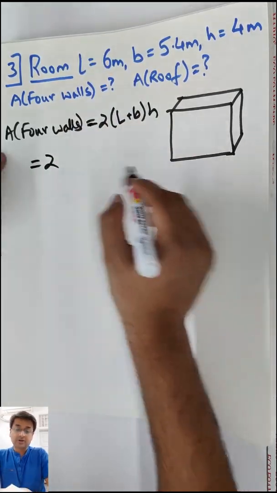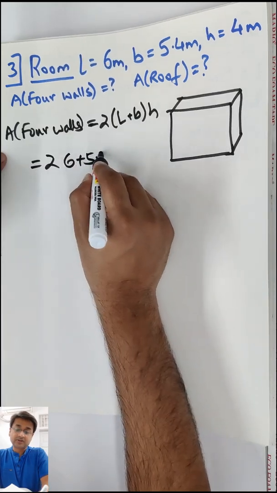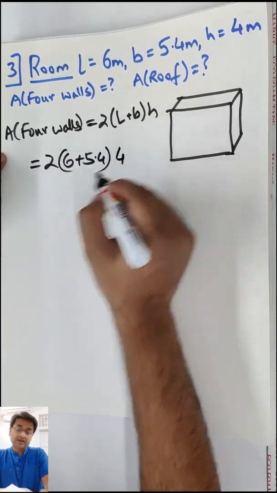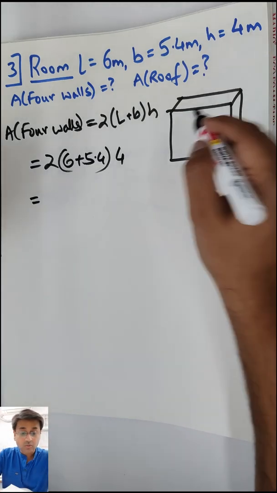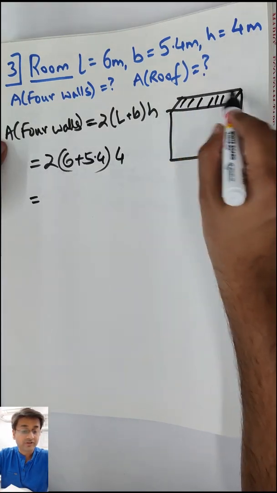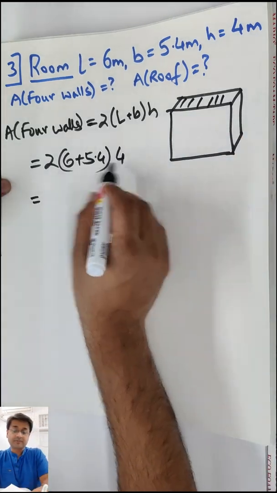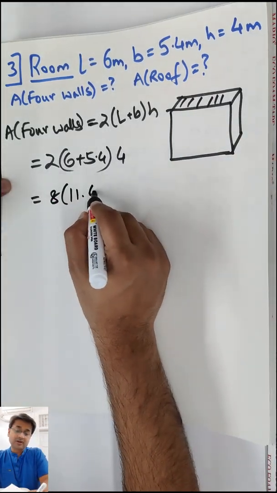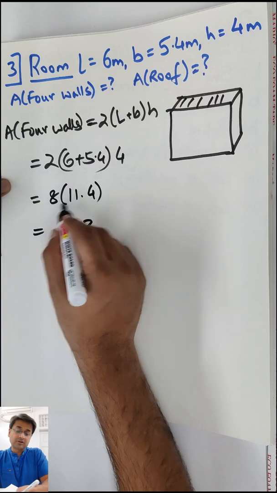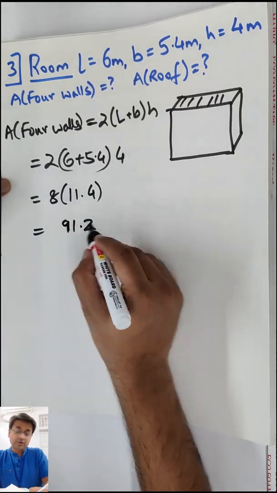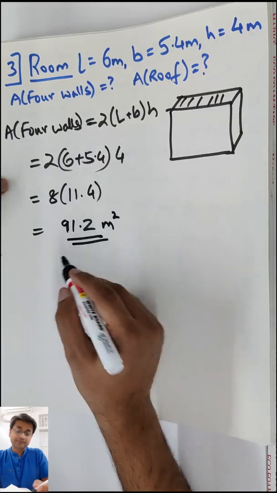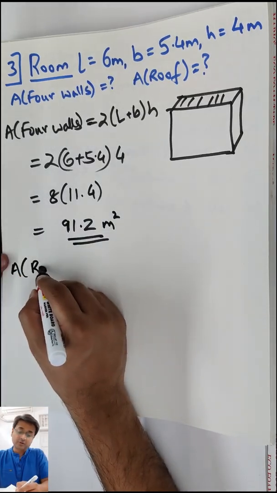So let's work it out. Length is 6, breadth is 5.4 and the height is 4. So come on, pause the video, solve this and then think what will be the area of the roof. Roof is here. So that's your second part, okay? So 4 2s are 8 into 11.4. 8 4s are 32, 8, 9, 10, 11, 8 and 1, 9. So 91.2 meter square.